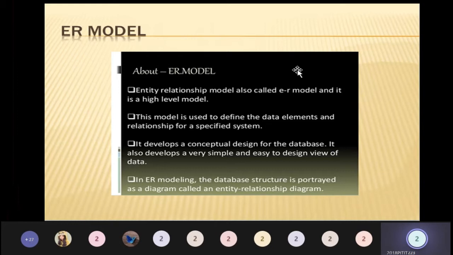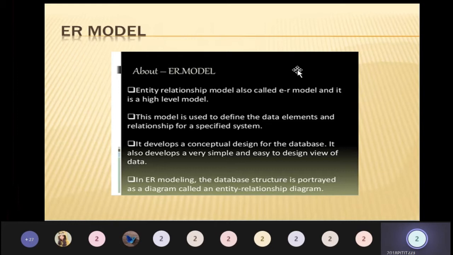The next level is the logical level. It is the next higher level of abstraction that describes what data are stored in a database and what relationships exist among those data. That is the second level.